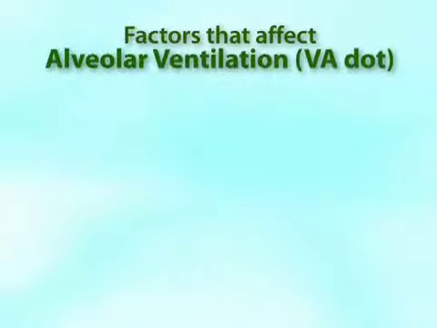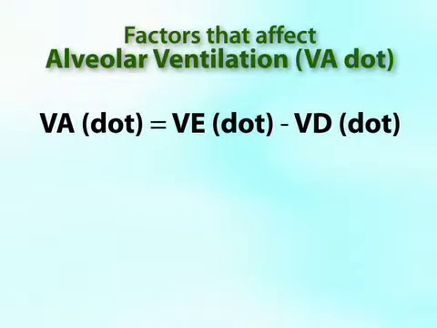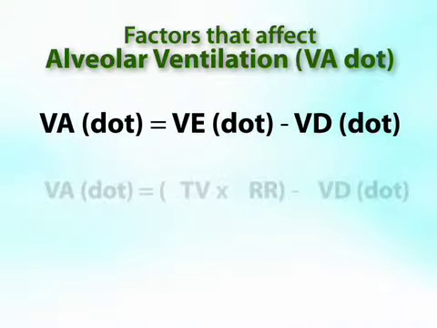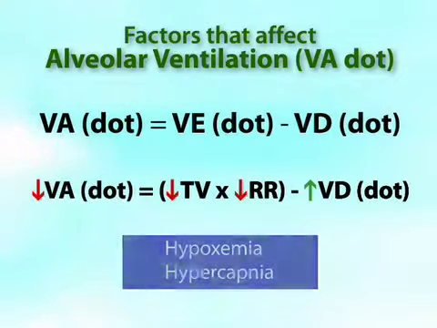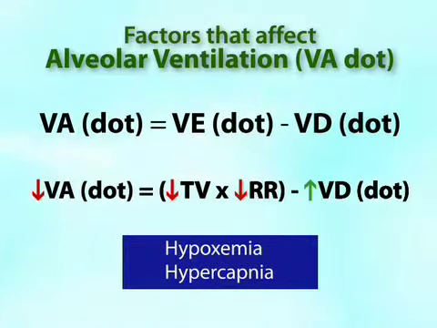Several factors affect alveolar ventilation or VA. As shown by this equation, a decrease in tidal volume or TV, a decrease in respiratory rate or RR, and an increase in physiologic dead space ventilation or VD cause low alveolar ventilation, leading to hypoxemia and hypercapnia.